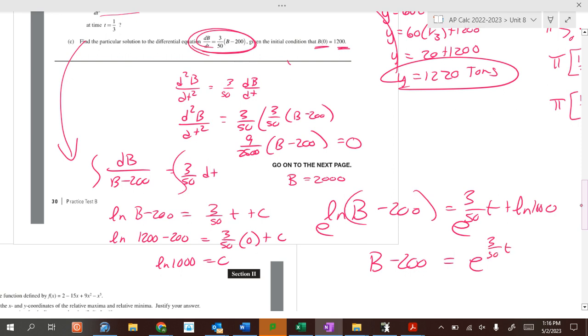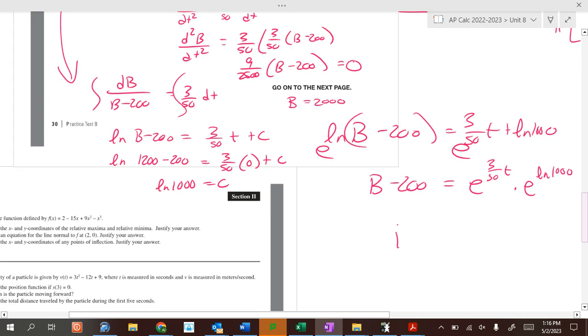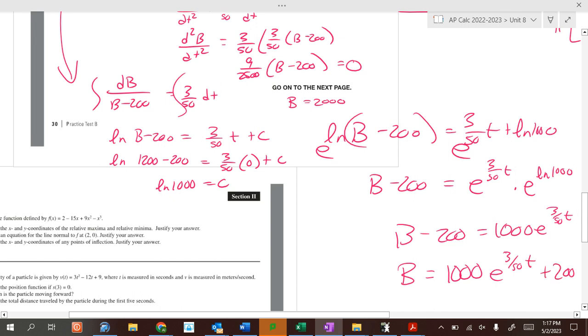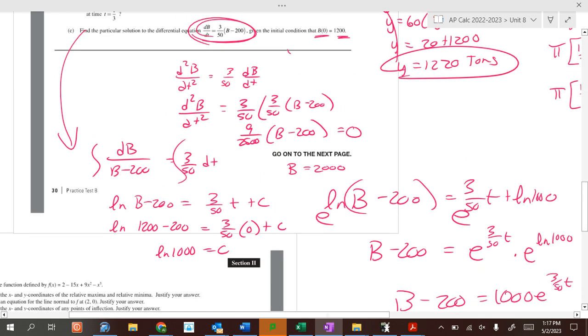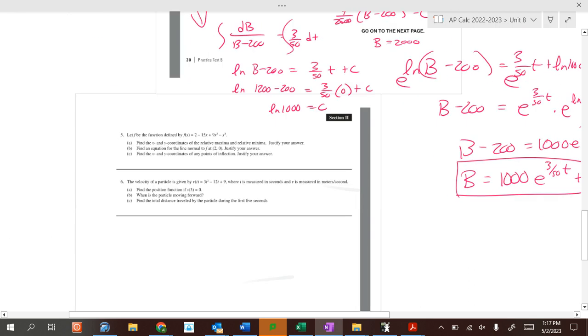and then it's E to that, times E to the ln of 1000. So B minus 200 equals basically 1000 E to the 3/50 T. So B would equal 1000 E to the 3/50 T plus 200. And there we go. That's a particular solution. Okay? All right. 2 left.